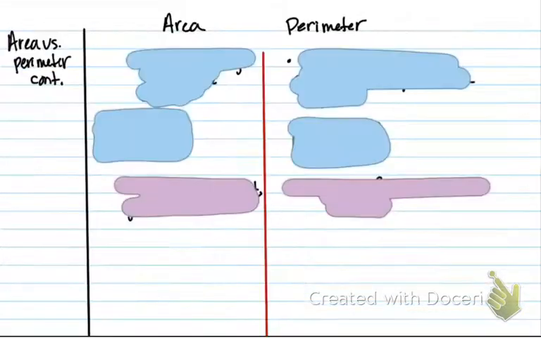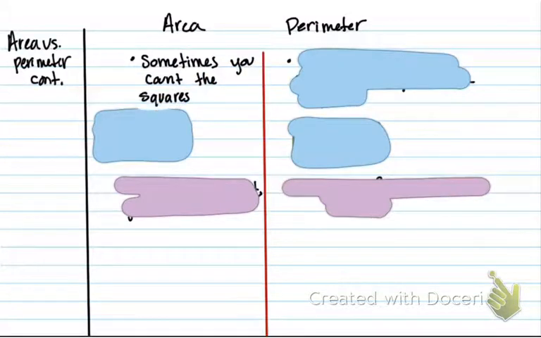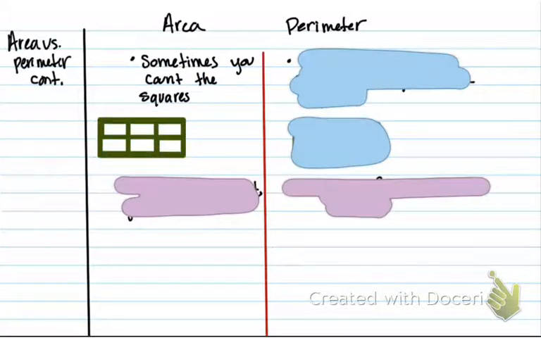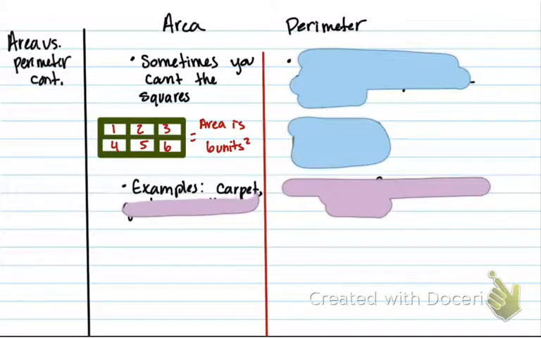Okay. Continuing on with area, sometimes you can count the squares inside. So let's say we have this little rectangle and we want to know the area of this. Okay, we can count 1, 2, 3, 4, 5, and 6. So the area of that rectangle is going to be 6 units squared. Okay, remember that square is an exponent, so it's going to be on the top. Some examples are for carpet, gardens, maybe some bathrooms.